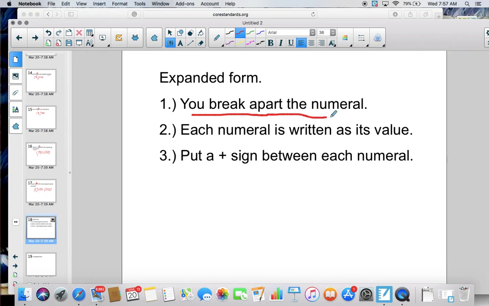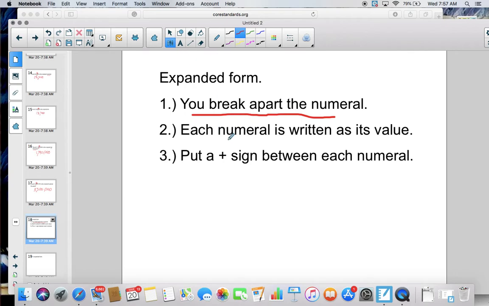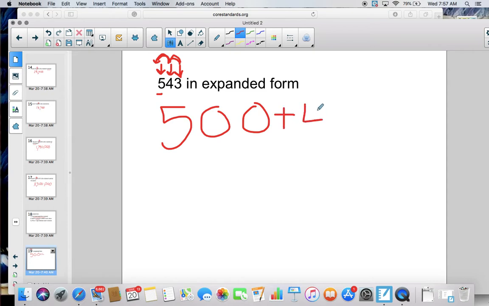Let's take a look at expanded form. So what you're going to be doing is breaking apart that numeral. Each numeral is written as its value, and then you put a plus sign. For example, let's do the first one together. This 5 is in the hundreds place. This 4 is in the tens place. And this 3 is in the ones. Again, if you forgot, you start at the 1. 1 times 10 is 10. 10 times 10 is 100. So this number in expanded form is 500 plus 40 plus 3.